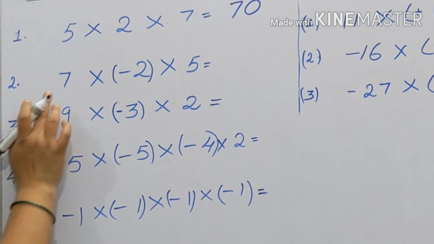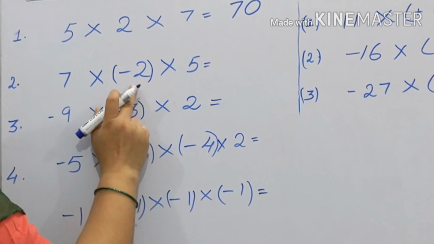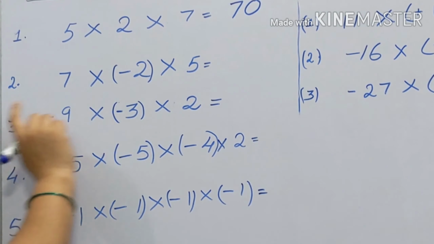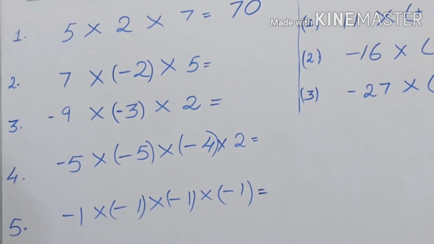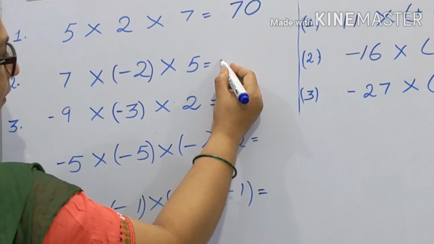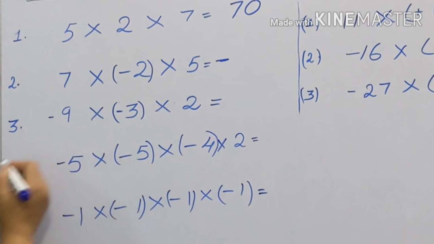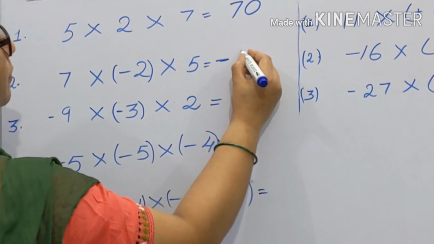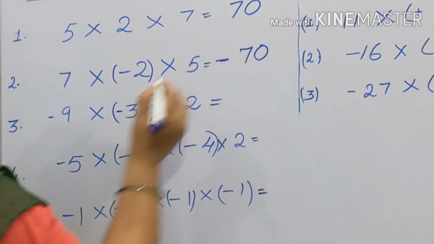Example 2. Here you see there is one integer with a negative sign. 1 means an odd number. So whenever in a chain of multiplication the number of negative integers is odd, the product is always negative. So the product we decide is negative. Now multiply. 5 into 2, 10. 10 into 7, 70. Hence the product is minus 70.